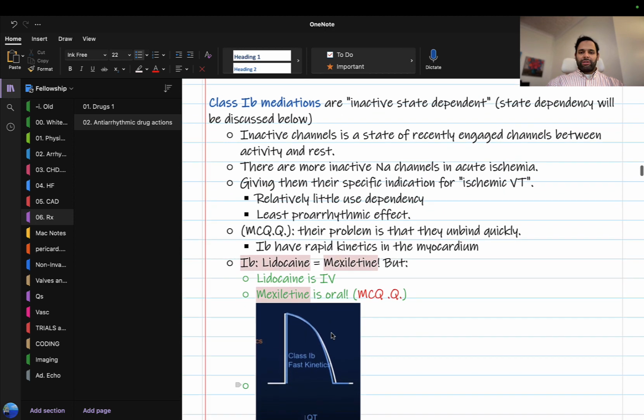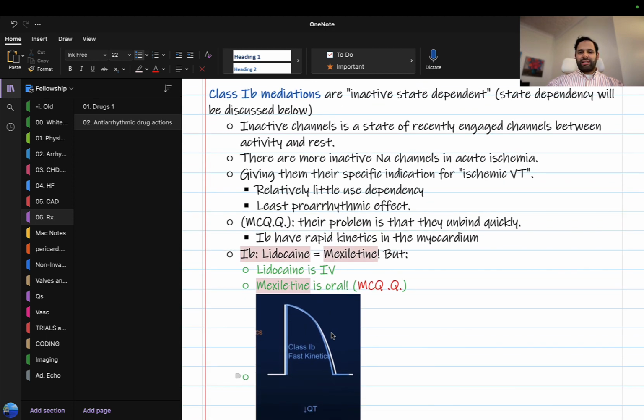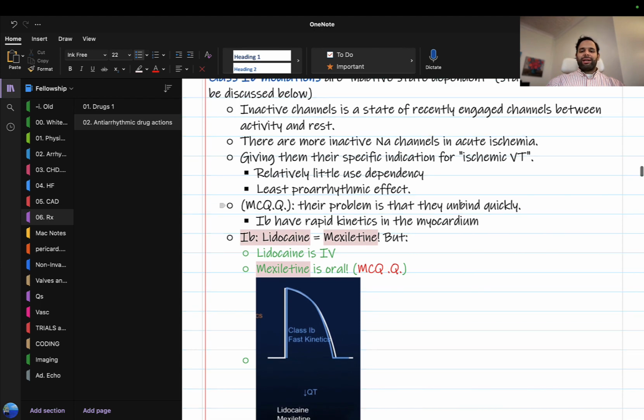Class 1B medications are inactive state dependent. Remember, they have little effect on the QRS and the action potential duration. That's because they are inactive state dependent. State dependency will be discussed later. Inactive channels are in a state of recently engaged channels between activity and rest. There are more inactive sodium channels in acute ischemia, and that's why we like to give them in active ischemia, giving them their specific indication for ischemic VT. They have relatively little use dependency and the least proarrhythmic effect. Their problem is that they unbind quickly.